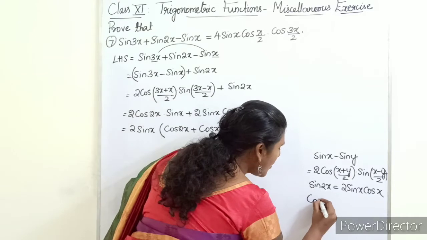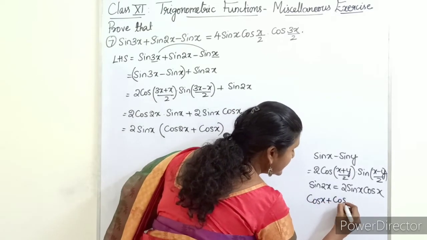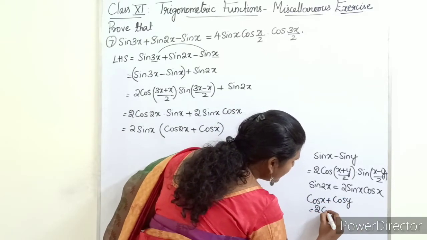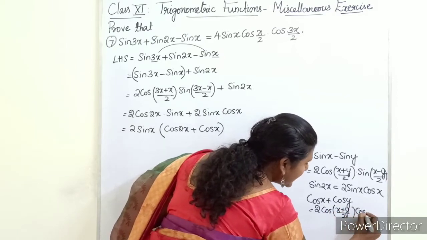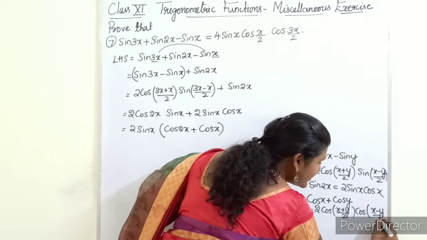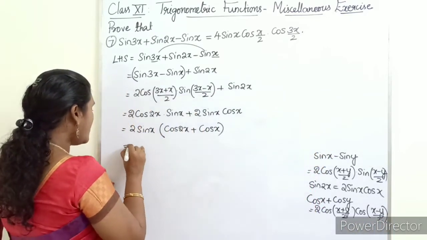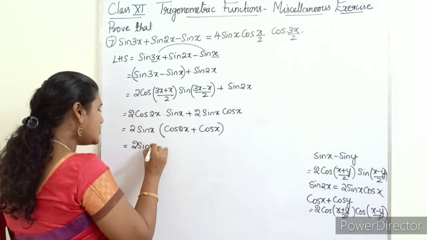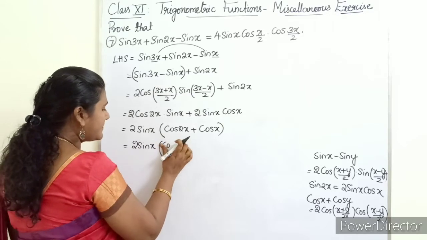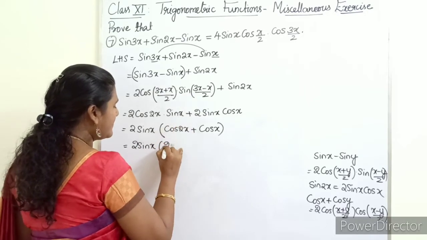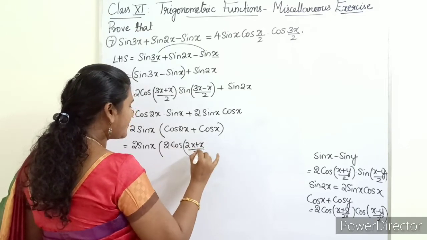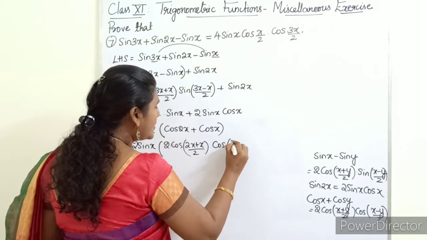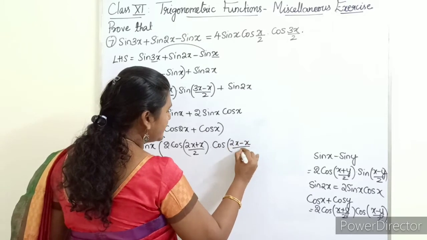Here we will use the cos x plus cos y identity. So what is cos x plus cos y? 2 cos((x+y)/2) into cos((x−y)/2). So we will use this formula here. So 2 sin x into 2 cos((2x+x)/2) into cos((2x−x)/2).